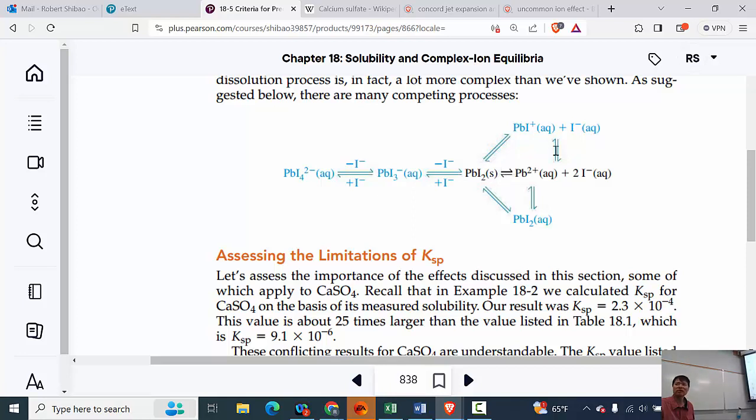Visual MINTEQ would be very accurate in terms of determining what I want to know, which is how many grams of this will dissolve, or how many moles of this will dissolve in a liter of solution. And so this is why I've divided Visual MINTEQ into two parts: one part being this, the second part being acids.